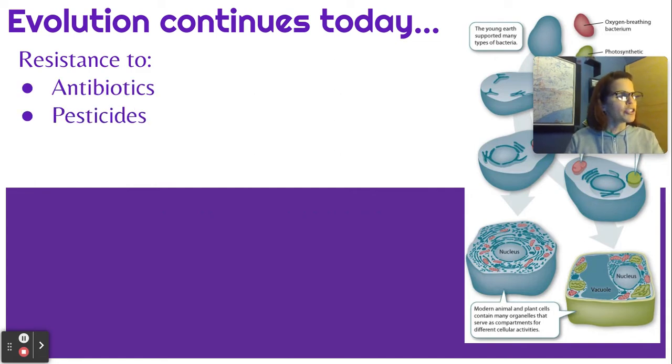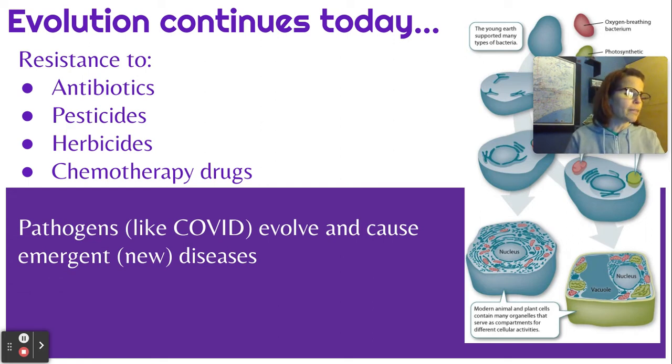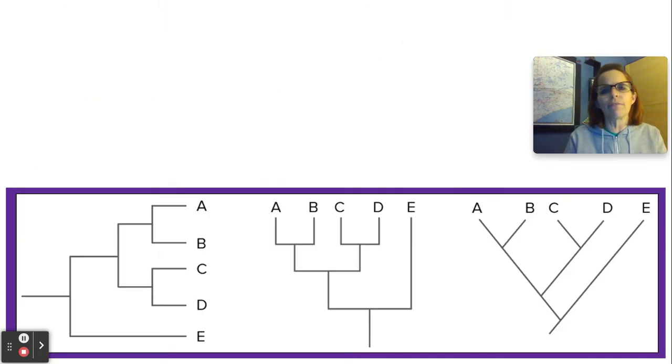All right. And then just a reminder that sometimes people who don't know better think that evolution happened in the past and then it's not going on today. And that's really, really false. We see it all the time. We see bacteria evolving to become resistant to antibiotics, and mosquitoes and other pests becoming resistant to pesticides, and plants becoming resistant to herbicides, and even cancer cells becoming resistant to chemotherapy drugs. The first time we use chemotherapy drugs, they work great in one patient. And then the next time we use them, they don't work as well. You can see it evolve very, very quickly. Even pathogens, and COVID is a classic example of this, are evolving and then causing what they call emergent diseases, which are new diseases that haven't been around before.